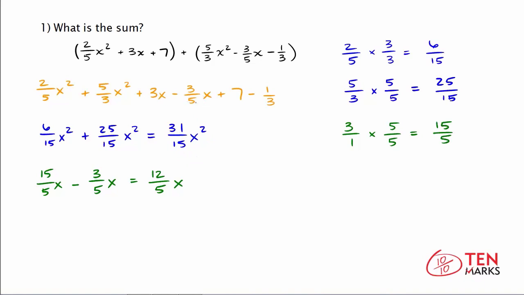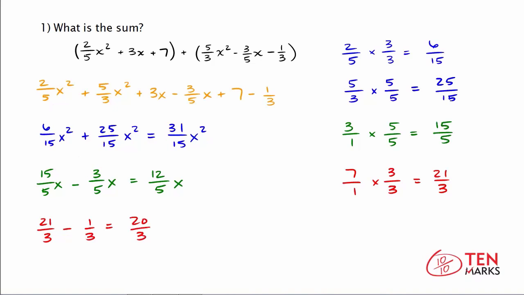Now let's go ahead and look at the last thing we've got. We have 7 minus 1/3. So again, a whole number and a fraction, so we need to convert this whole number. 7/1 times 3/3, and I'm multiplying by this because we want the denominator to be 3, gives you 21/3. So now we have 21/3 minus 1/3, which equals 20/3.